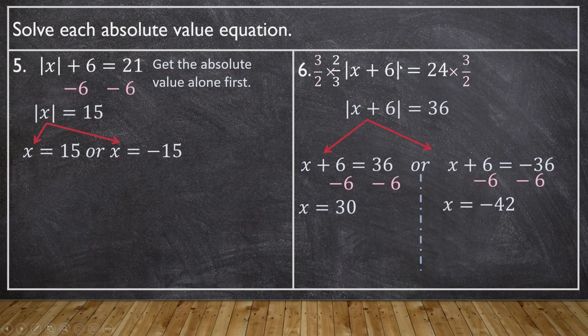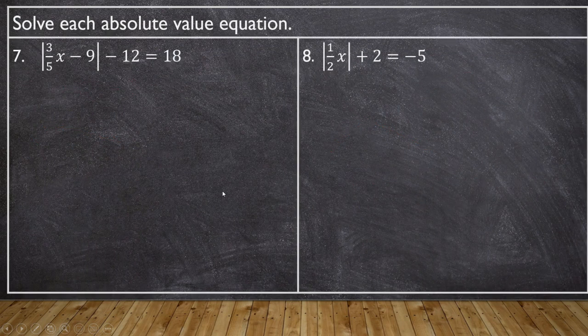So again, we want to get the absolute value alone and then split it up. For number 7, I have the absolute value of 3/5 x minus 9, minus 12, is equal to 18. Hopefully we're all thinking what to do first: we need to get rid of this negative 12. We need to add 12 to both sides. 18 plus 12 is 30. So the absolute value of 3/5 x minus 9 is equal to 30. Now I can split it up.